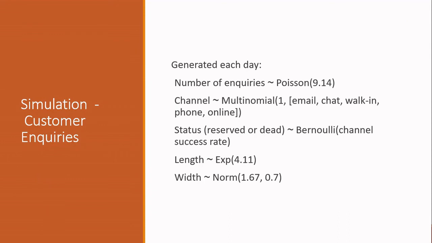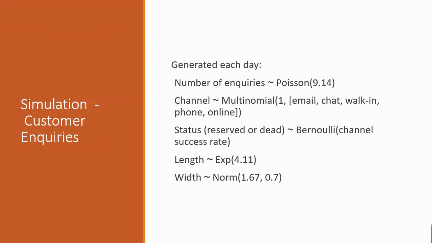Every day of the simulation, a set of customer inquiries is generated, the number of which is drawn from a Poisson distribution, whose average is about 9 by default. Attached to each inquiry is a channel, so email, chat, walk-in, telephone, or online, that the inquiry arrives through, which is drawn from a multinomial distribution with the proportions of each channel.